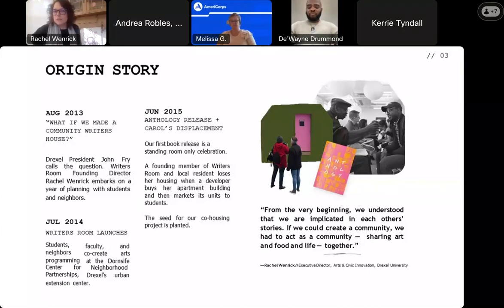At the end of our first season of arts programming, one of our founding members was displaced when her building was illegally sold. And she and her family had to move. And it was the moment where we really understood that we were implicated in each other's stories. And while it was really wonderful to create community through sharing art and stories together, if we were going to create community, we needed to act as community. And so that was the seed for this project.